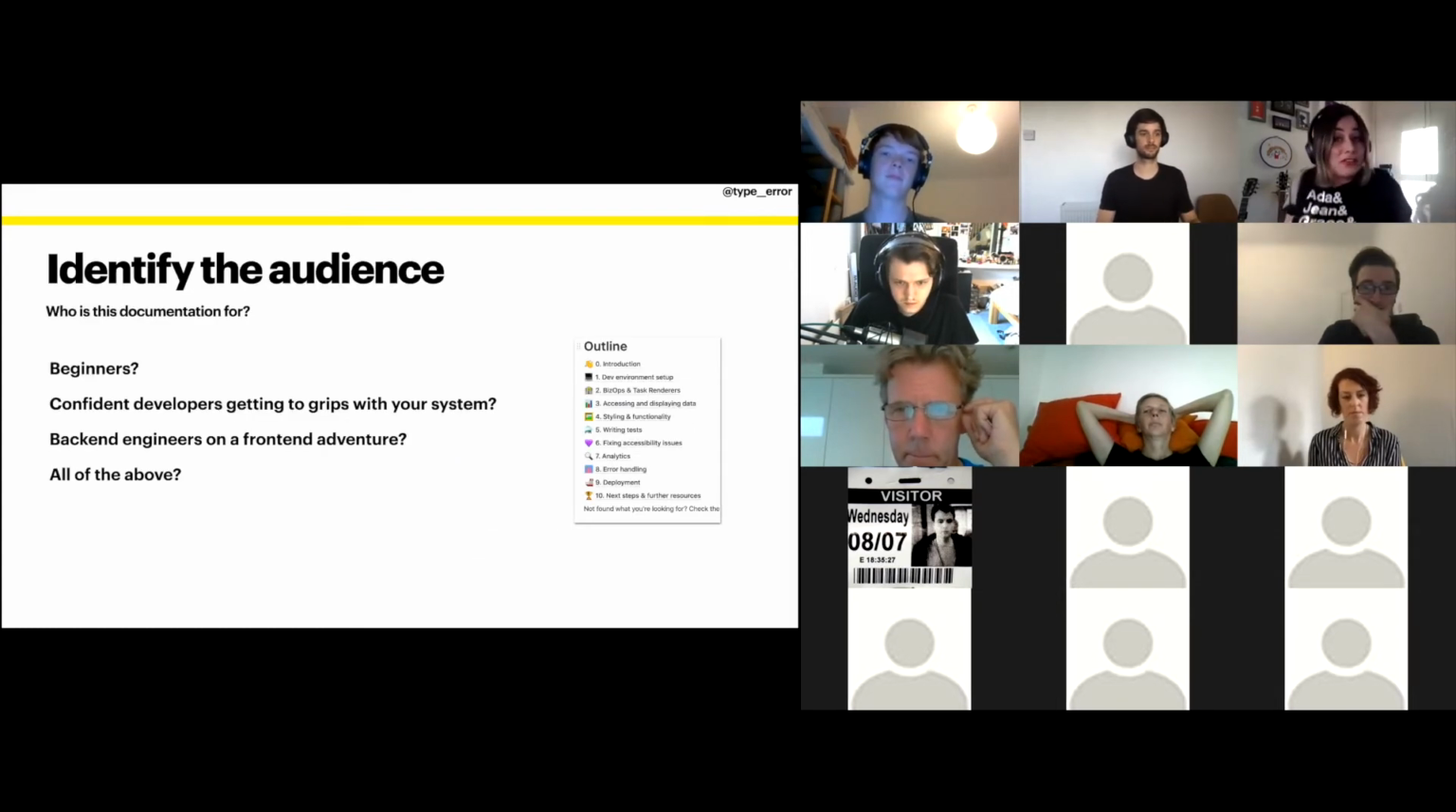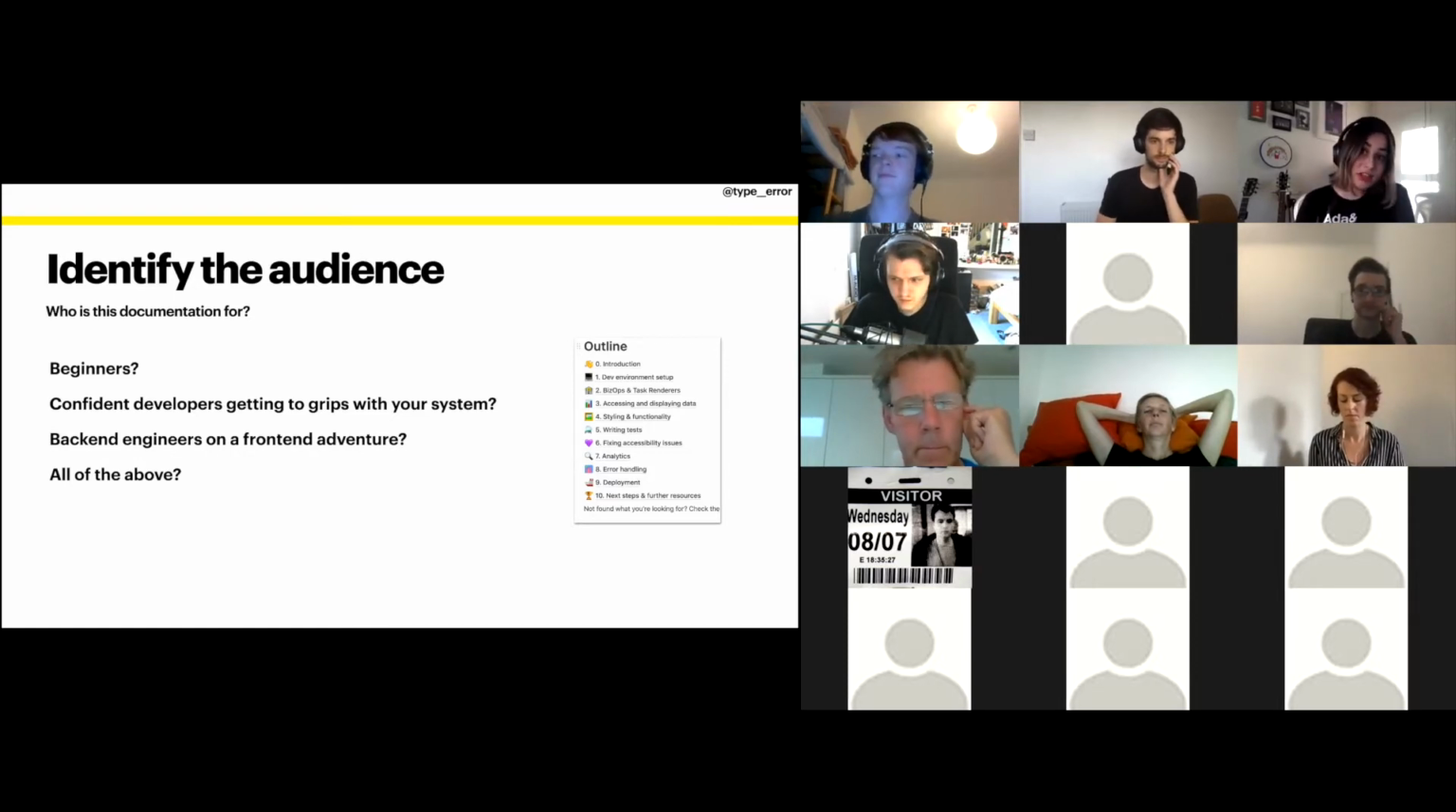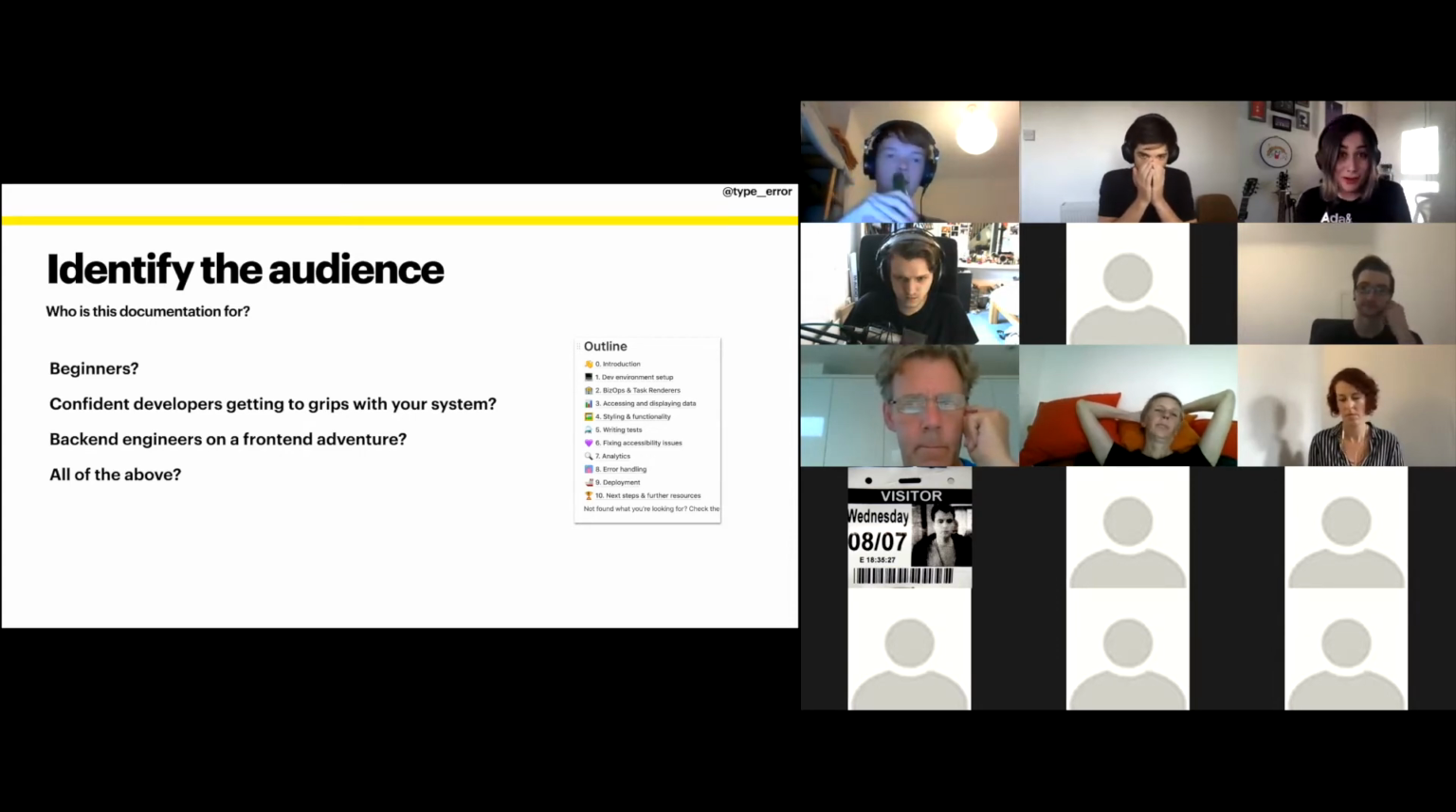So just like with mentoring, our first step is to identify who the learner actually is. So in this case, who's going to be consuming this documentation? Are they complete beginners? Are they experienced developers looking for the query parameters for an API call? Or like with Web 101, are they backend engineers who are looking to go on a bit of a web adventure? And sometimes you're going to have a real mix. So the challenge is actually writing documentation that suits everyone's needs.